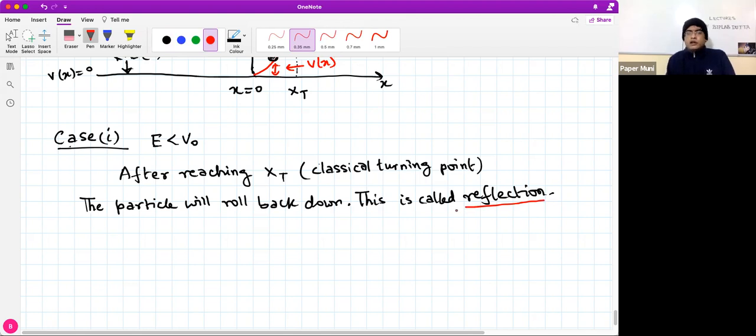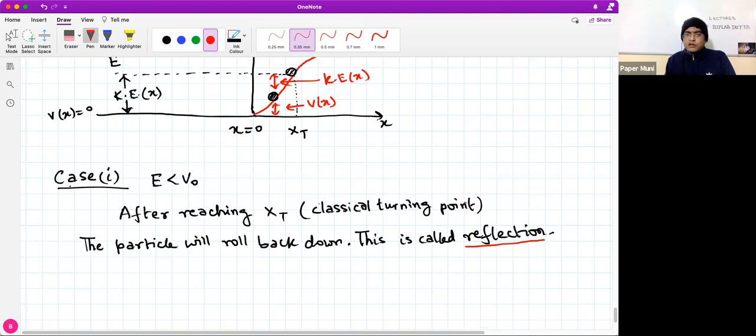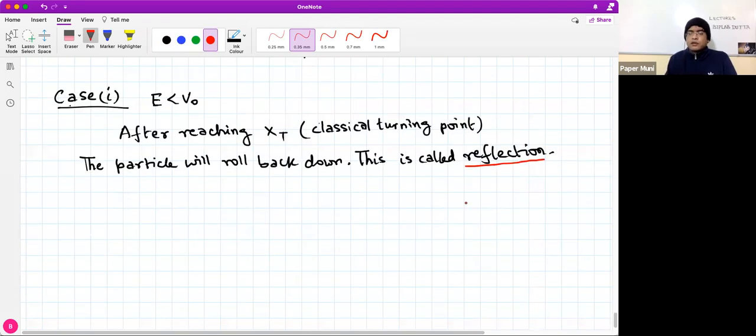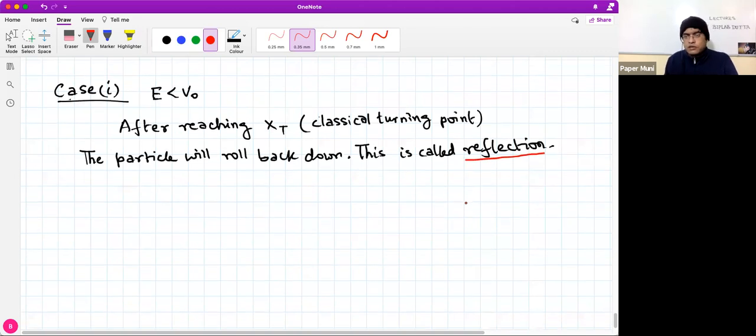It reaches that maximum, the point where the total energy allows it to, and then it goes back. So we say that it's getting reflected from the potential. This is how we talk about the reflection. Now what about the next case? This is the next case.